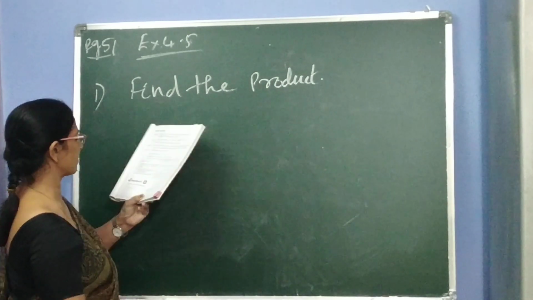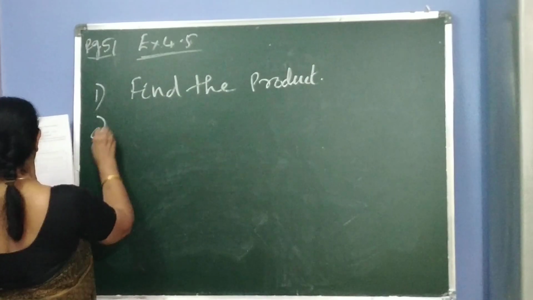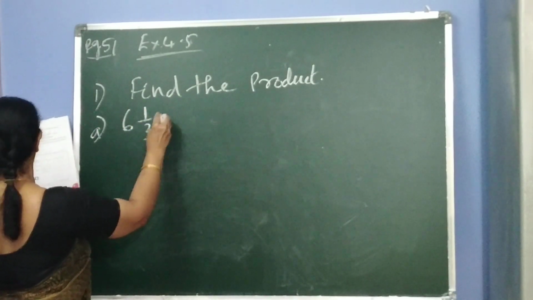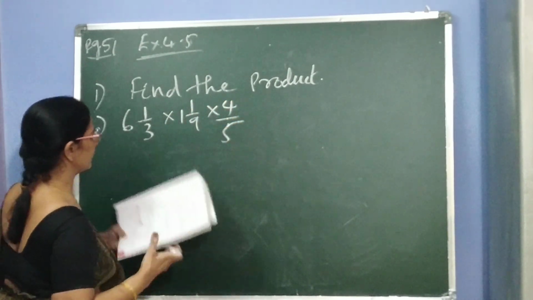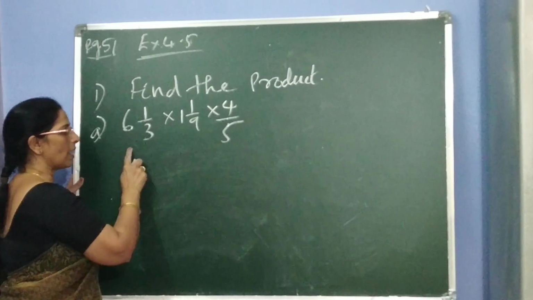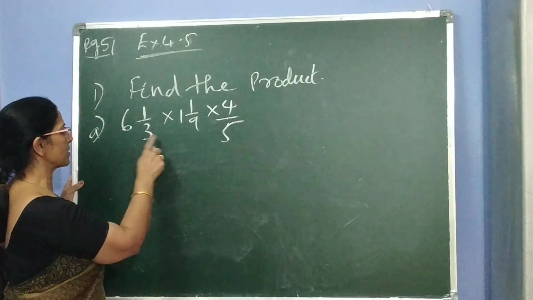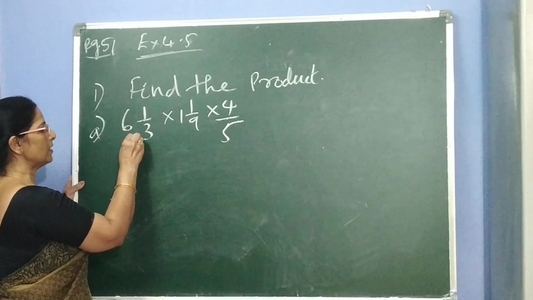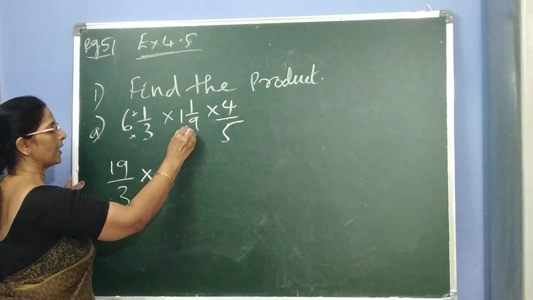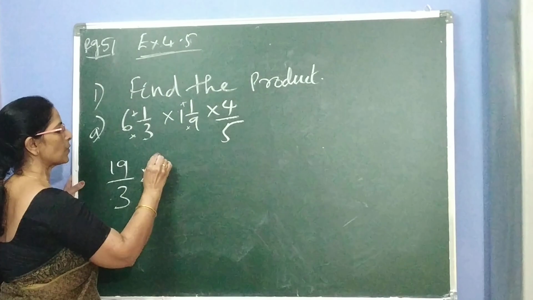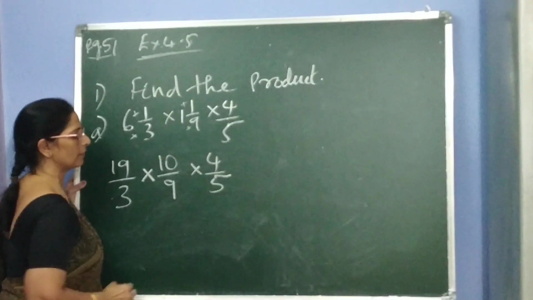Now come to the first bit, children. Find the product of the following: 6 1 by 3 into 1 1 by 9 into 4 by 5. Here these two are mixed numbers. Change them into improper fractions. 6 3s are 18, 18 plus 1, 19 by 3 into 9 1s are 9, 9 plus 1, 10 by 9 into 4 by 5.